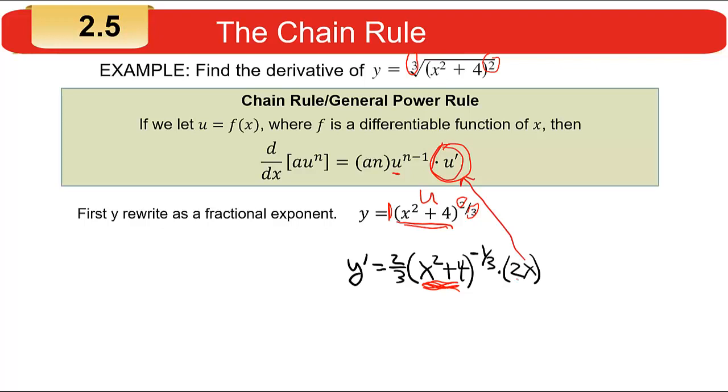And if you want to clean that up a little bit, you can take the 2x, which is like 2x over 1, by the way, and multiply it by the 2/3, and that gives you 4x over 3, or 4/3 x, times the quantity x squared plus 4 to the negative 1/3 power.